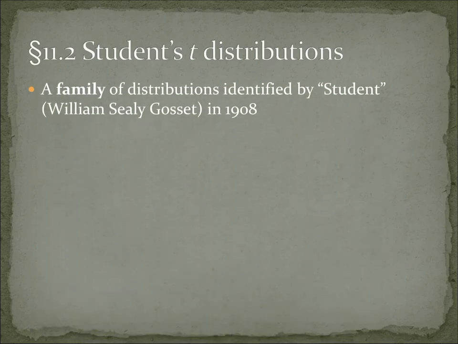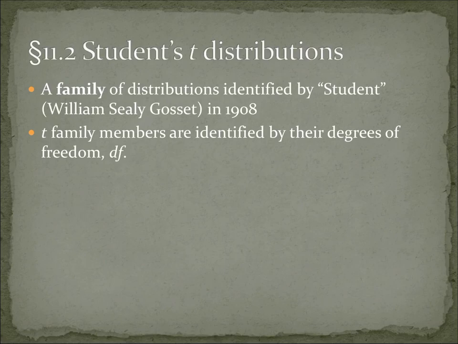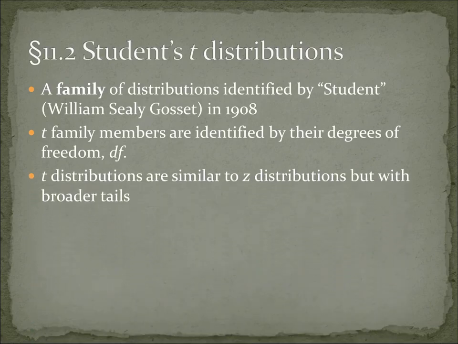Moving on to 11.2, Student's t distribution. It's a family of distributions identified by a student. His name was actually William Gosset in 1908. He went under the pseudonym of Student, and he's the one who discovered this. The t family members are identified by their degrees of freedom, notated by df, which, as we learned a couple weeks ago, is the number of independent variables that are free to vary. T distributions are similar to Z distributions, but with broader tails.